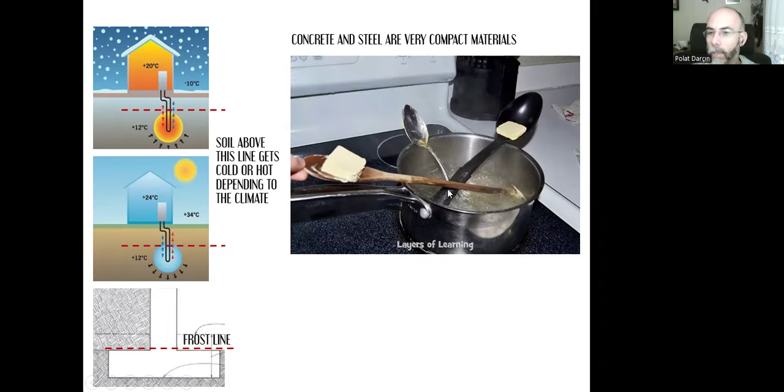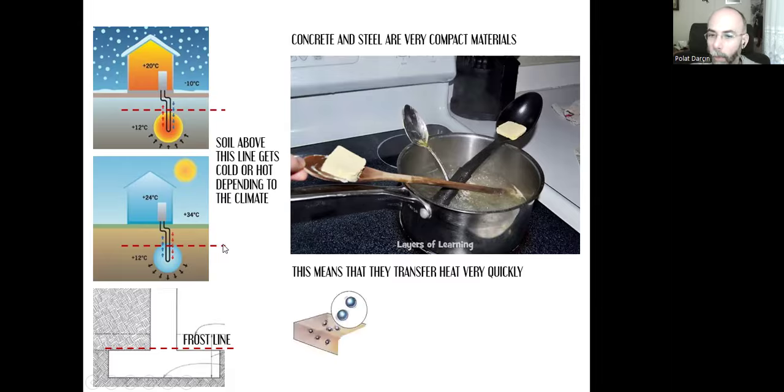However, since wood has lots of voids inside it, it means that there are air gaps. It prevents the heat from being transferred very quickly. It slows down the transfer. It creates some sort of heat insulation. That's why this butter is still in its solid form. It's not melted like the one on the metal spoon. We need to slow down the heat transfer in concrete.